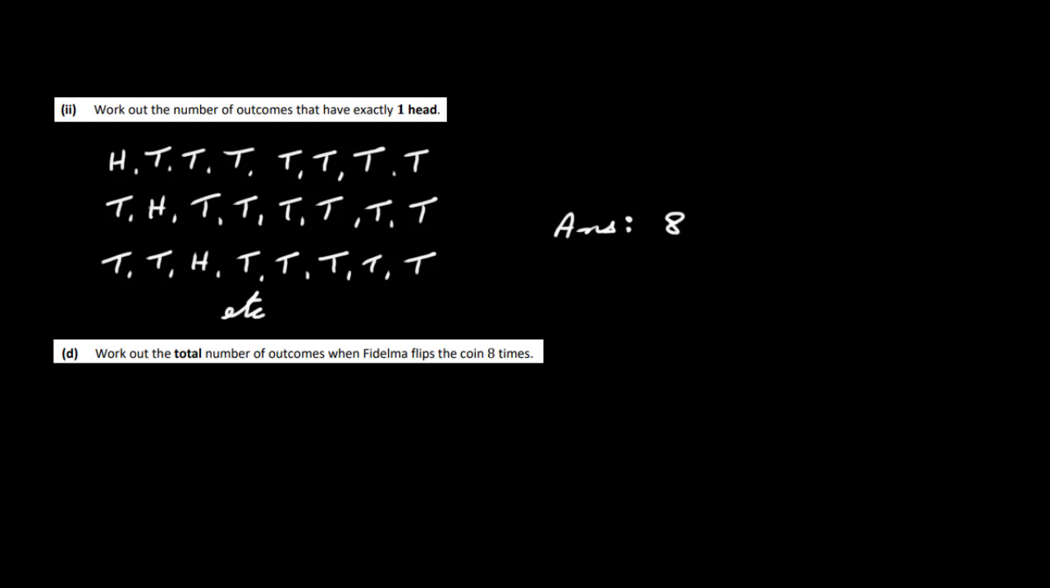Okay, work out the total number of outcomes when Fidelma flips the coin 8 times. Okay, the total number of outcomes. Well, that's simply given by 2 to the power of the number of times that she flips the coin. In this case, it's going to be 2 to the power of 8. So 2 to the power of 8 is 256. Another way of looking at this is, let's say, if you take the first flip here. So this is the first flip. You can get a head or a tail.